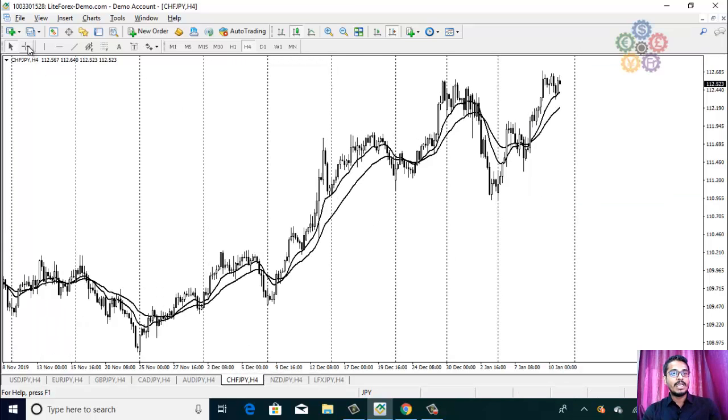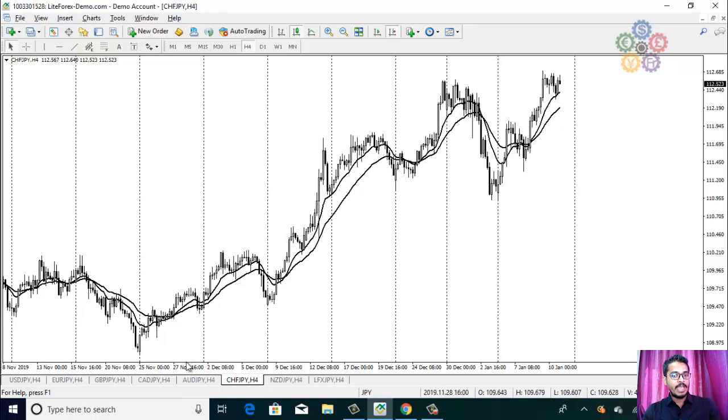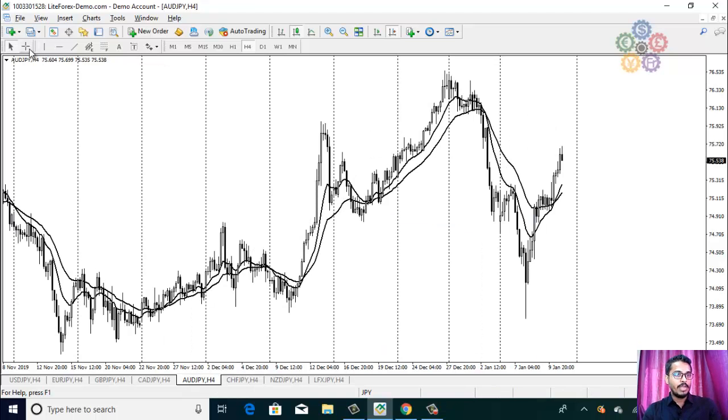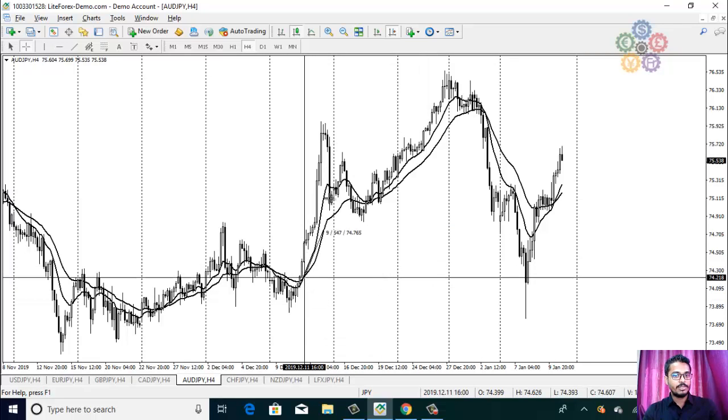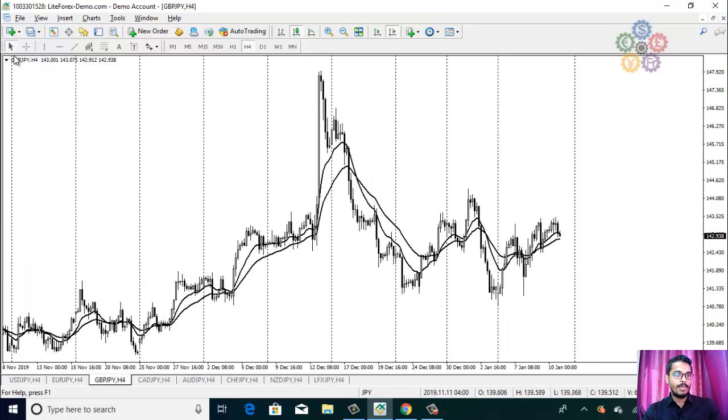So basically, you don't really have to look at any other pair, because if the yen is really weak, then all the yen pairs are going to be going strong in that direction. So you can see here Aussie yen, you can see again here the CAD yen, right? So you can see here the pound yen.